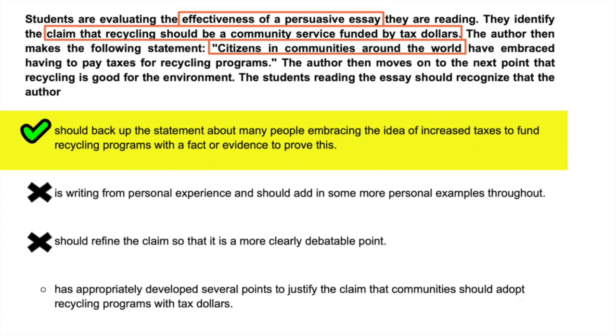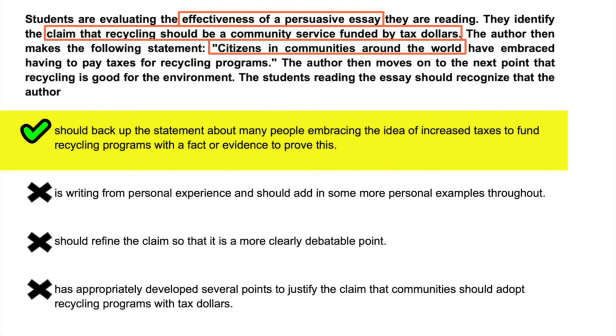The last option is that they should recognize the author has appropriately developed several points to justify the claim that communities should adopt recycling programs with tax dollars. Well, we already identified that more facts or evidence were needed to prove that first claim. Evidence should be used to validate and justify the points being made in an essay.